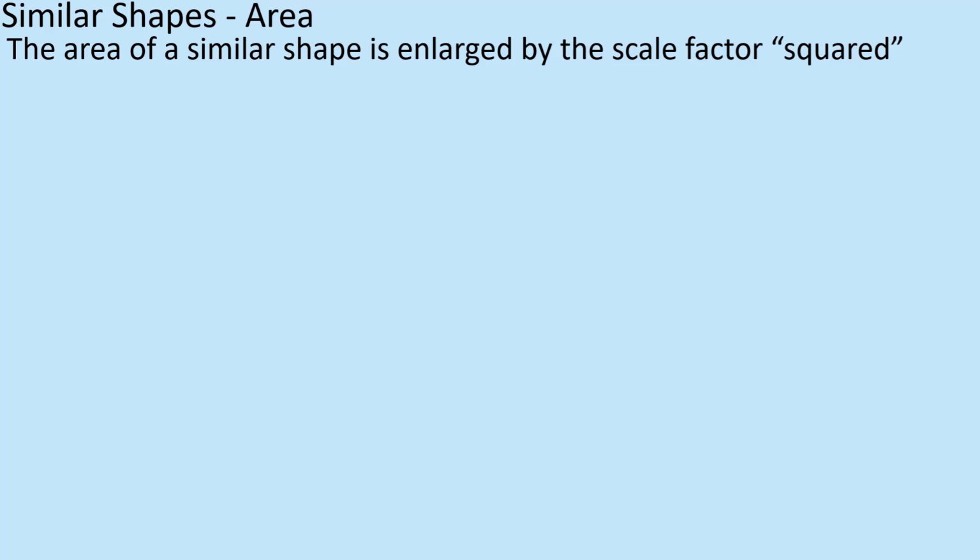But what you've got to bear in mind in this case is the area has not just had one dimension changed, it's had 2 dimensions changed. So as a result of that, the area of a similar shape is enlarged by the scale factor, which we just saw for one side, but also the other scale factor on the other side. So essentially the scale factor squared, which is what we're kind of saying over here.